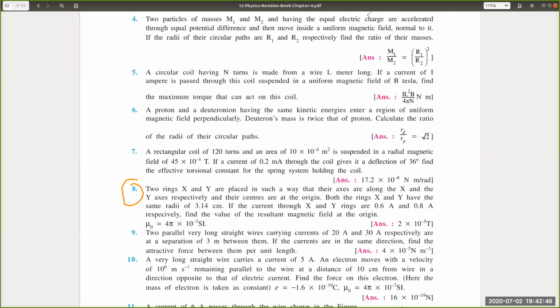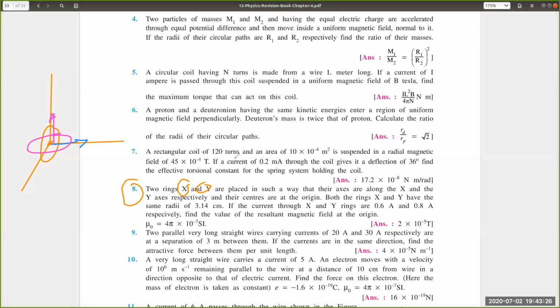Didn't we do this also? I don't know, you might have done. Just tell me right now how to do it. I just used the formulas. There are two rings, and the axes are along the X and the Y axis, with the center at the origin. Due to the ring with the X axis, the magnetic field is like this, and due to the ring with the Y axis, the magnetic field is like this.